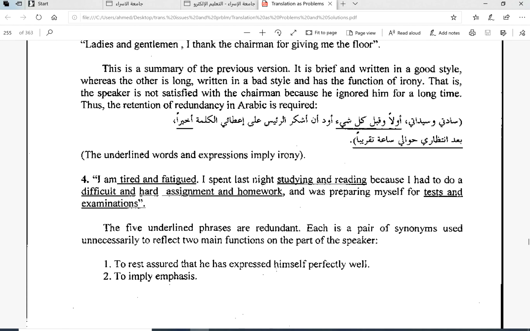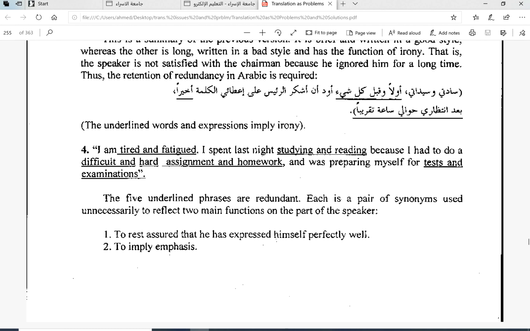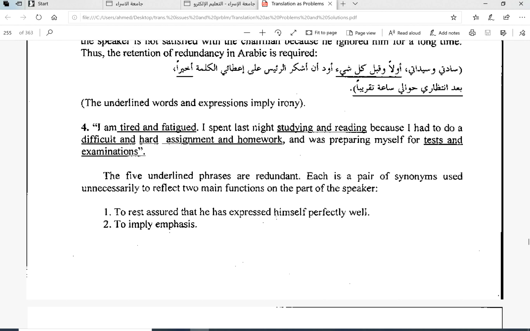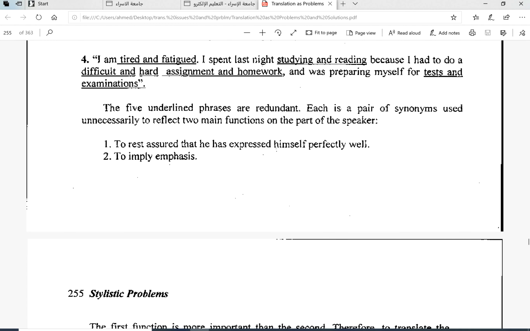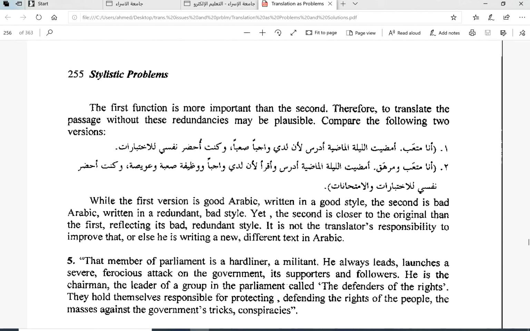I am tired and fatigued. I spent last night studying and reading because I had to do a difficult and hard assignment and homework and was preparing myself for test and examination. The 5 underlined phrases are redundant. Each is a pair of synonyms used unnecessarily to reflect two main functions on the part of the speaker: to rest assured that he has expressed himself perfectly well, to imply emphasis also.